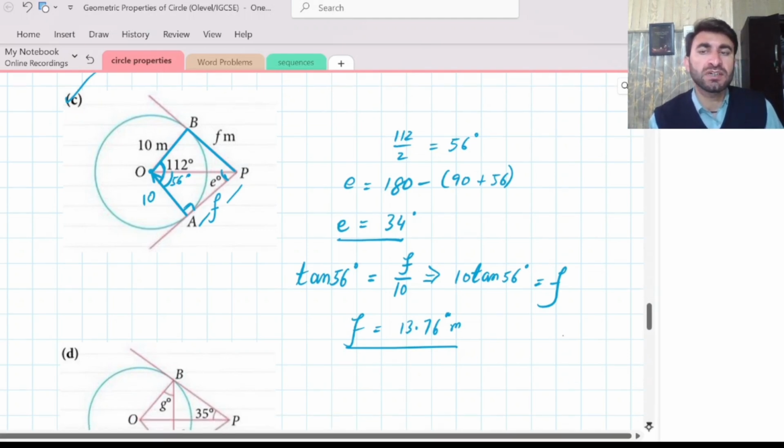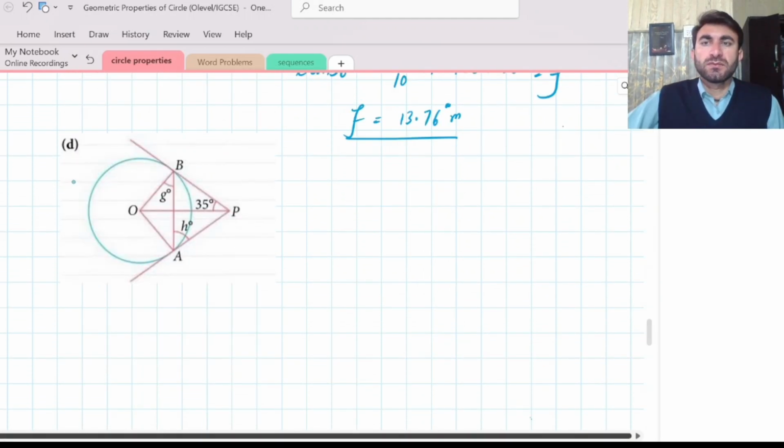Now coming to the D part. So in D part, we again have a circle with center O and two intersecting tangents PA and PB. And here is an angle 35 degree, while we are to figure out the two angles H and G. So first we can see that angle over here is 35. So angle adjacent to it, that will also be 35 degree.